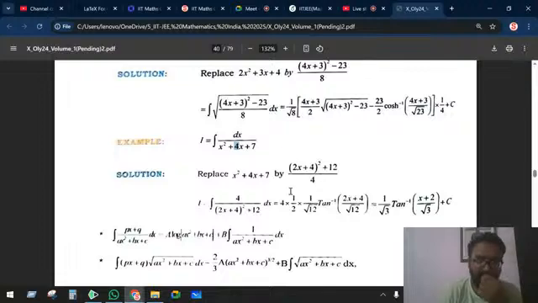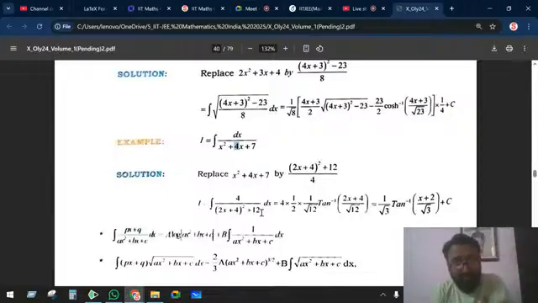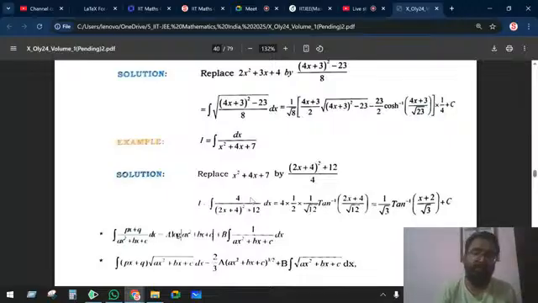So we took the 4 outside. And in the denominator, it is 2x plus 4 whole square plus 12. See here, in the place of x there is 2x plus 4, so on integration that 2 has to come in the denominator every time, so that's why it became 1 by 12. And it is 1 by root 12 tan inverse of 2x plus 4 by root 12. The 1 upon x square plus a square formula has been used. Then simplify, it will be the answer. Clear?